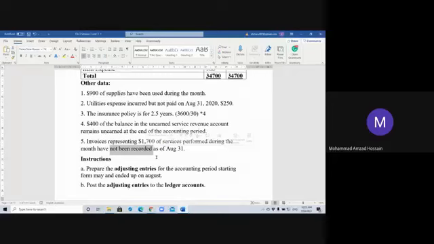Accounts receivable debit, service revenue credit. What will be the amount? 1700, as they have given us the amount. So what will be the journal? Accounts receivable debit, service revenue credit 1700.